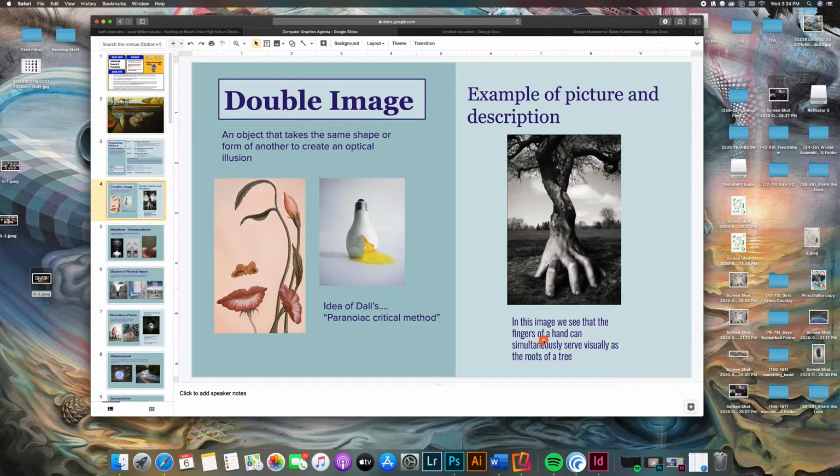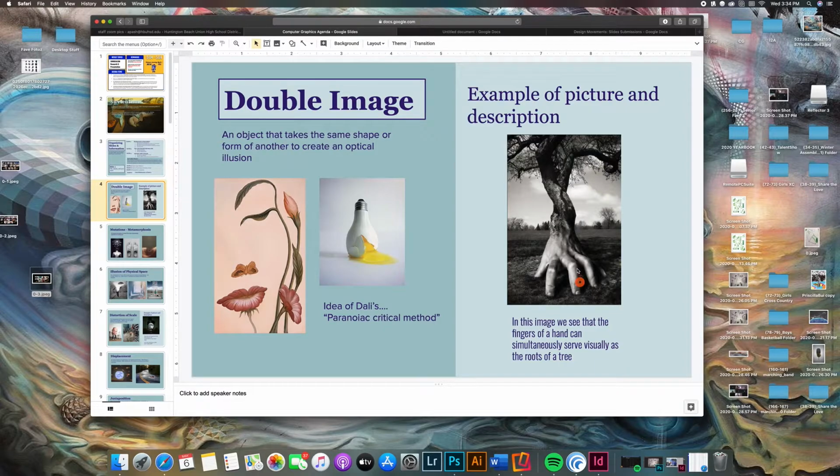So I just want to make sure. I know sometimes it's really obvious, but I just want you to write in your own words why that is. I just don't want you to title it and put a picture and be like, here you go, you figure it out. Okay, so for my example here, I put, in this image we see that the fingers of a hand can simultaneously serve as the roots of a tree.